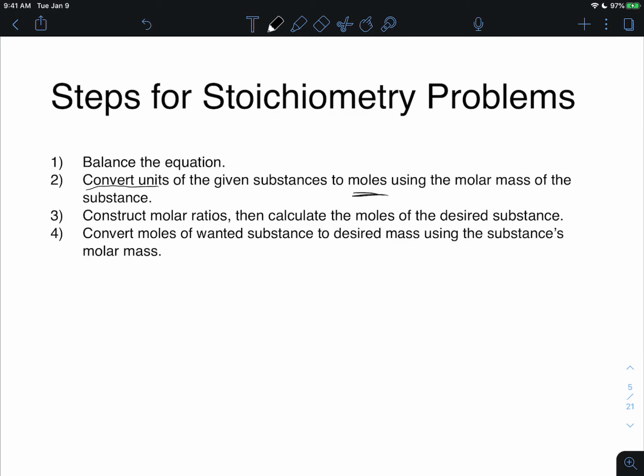So we have to have a balanced equation, and we have to put everything into moles. If you don't know how to go to moles, that is the first step. After you go to moles, you can construct these molar ratios to calculate the amount of moles of a desired substance. So whatever substance you have, you need a molar ratio that takes you from that substance to another substance.